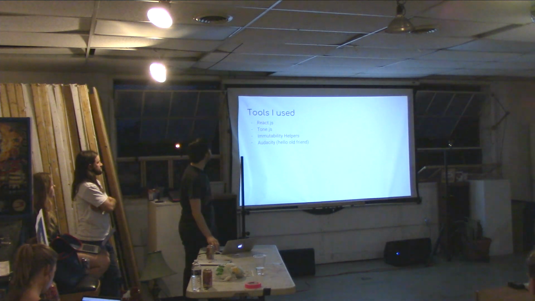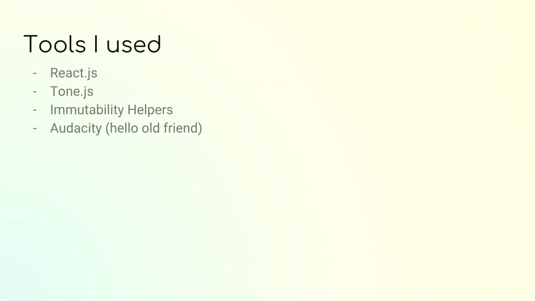Tools I used: React, which is a front-end framework. This is all on the front end with just some audio files. Tone.js, I used that for the music players. Immutability helpers are good for just changing large state objects.